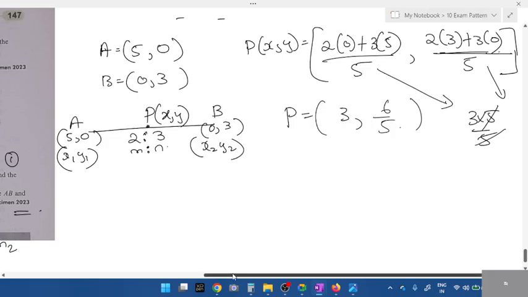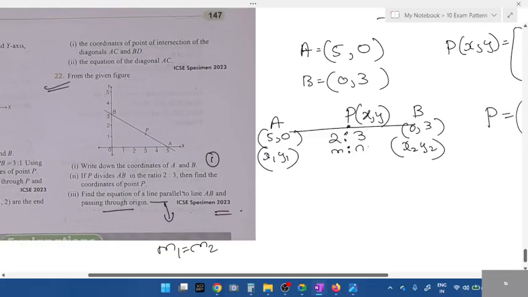2 marks. Look at the third one. It's a very simple one. Find the equation of a line. Up to here it is fine. Parallel to which one? Parallel to line AB. What is point A? 5 comma 0. And what is point B? 0 comma 3. 2 points are given, right? We have 2 points.